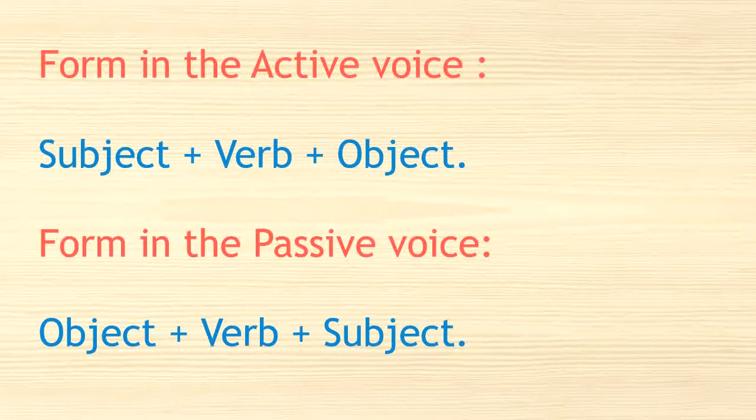So the main difference between the active and the passive voice is in their structure. The active voice comes in the form of subject plus verb plus object. For example, I eat an apple. I, which is the subject, eat, which is the verb, and apple is the object. The passive voice, however, comes in the form of object plus verb plus subject.